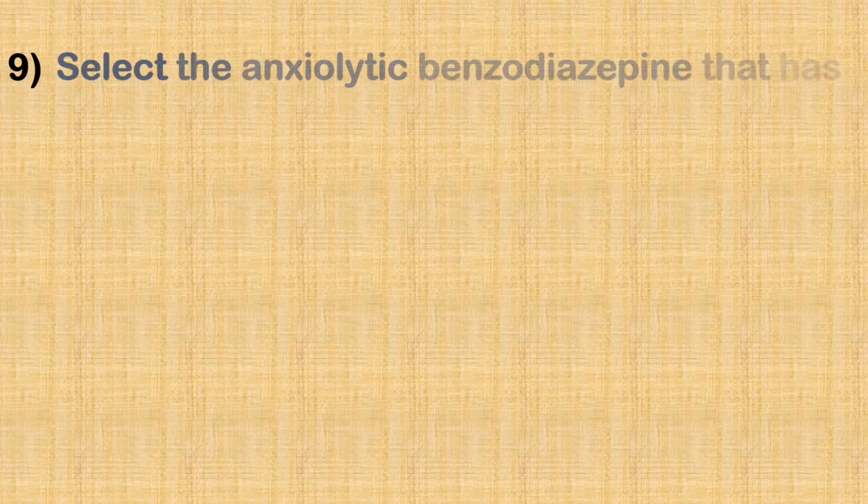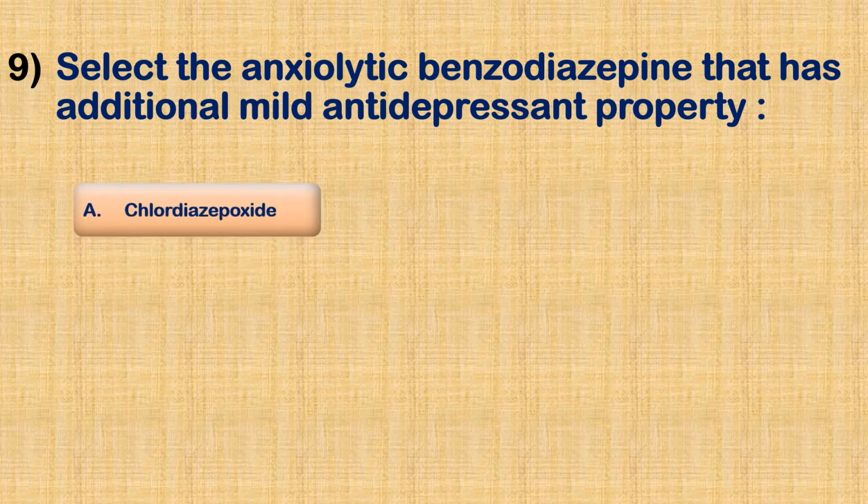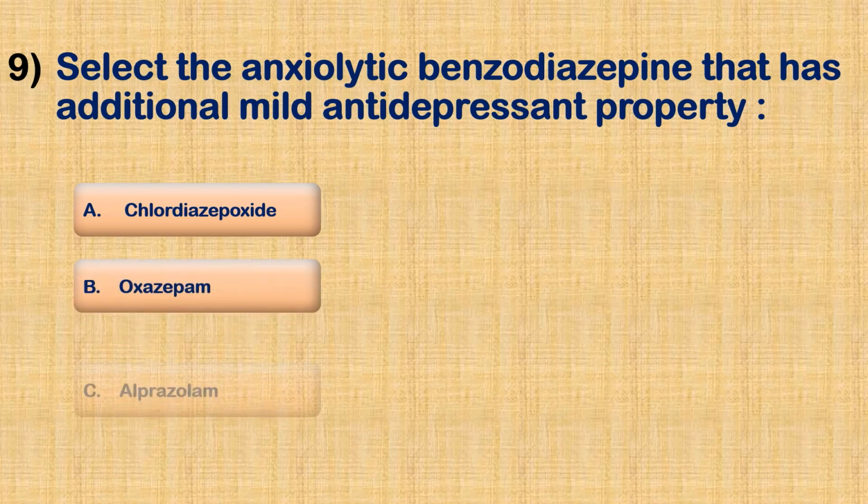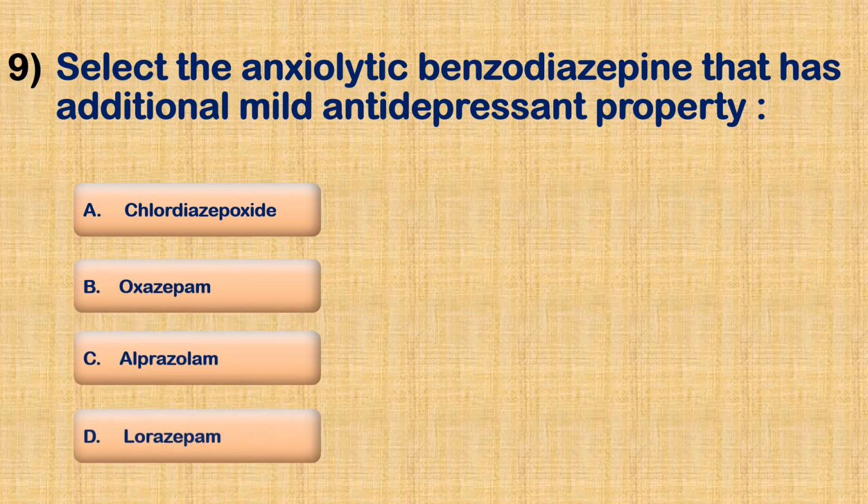Here goes the 9th question. Select the anxiolytic benzodiazepine that has additional mild antidepressant property. The options are: option A, chlordiazepoxide, option B, oxazepam, option C, alprazolam, and option D, lorazepam.